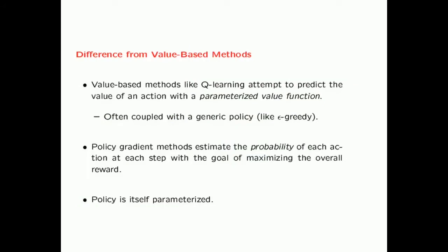In the previous lecture, we discussed value-based methods like Q-learning that attempt to predict the value of an action with the use of a parameterized value function. The idea in these methods is that the predicted value of a function can be used to pick the best one. In general, these methods couple the prediction of the values with a generic policy like epsilon greedy, which combines exploration and exploitation in order to pick the best action.